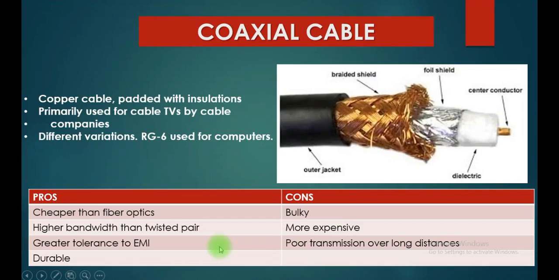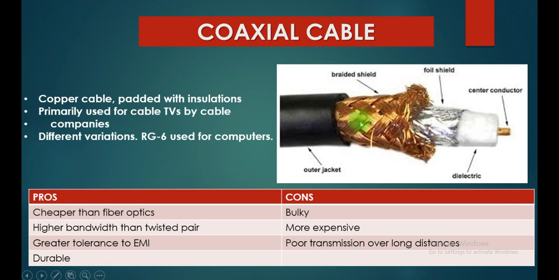All right. Now we're at the coaxial cable, and where coax is concerned, it's a copper cable too. You have a lot of insulation. So you find that this cable has more insulation, and because of that, it is more resilient. It stands up better to things like EMI, electromagnetic interference. This is a variation of the cable used in the cable TV industry by cable companies.